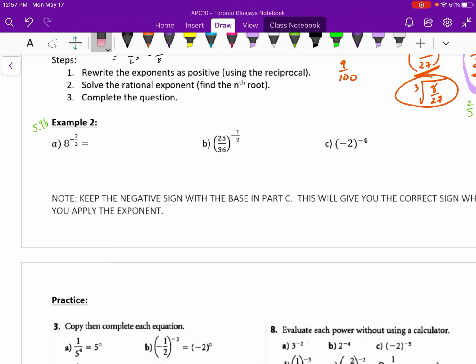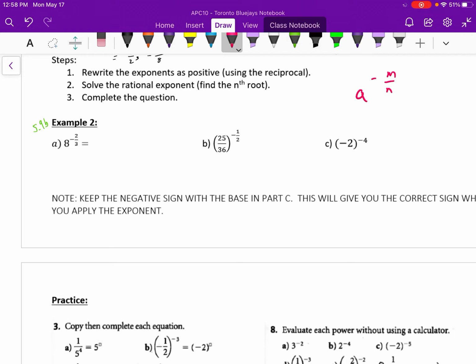So we have some brief guidelines on how to apply exponents when we're dealing with negative rational exponents. The truth is, it doesn't matter in which order you carry out the exponent. So a to the power of negative m over n actually implies three different operations.